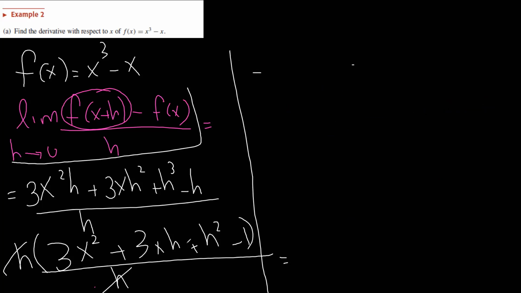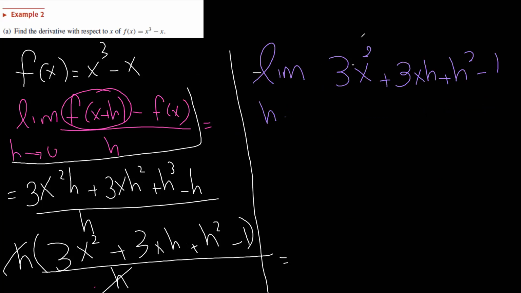Now what you'll have now? You will have the limit of 3x squared plus 3xh plus h squared minus 1 when h approaches 0. It comes like a polynomial function, so we find the limit of the polynomial function.